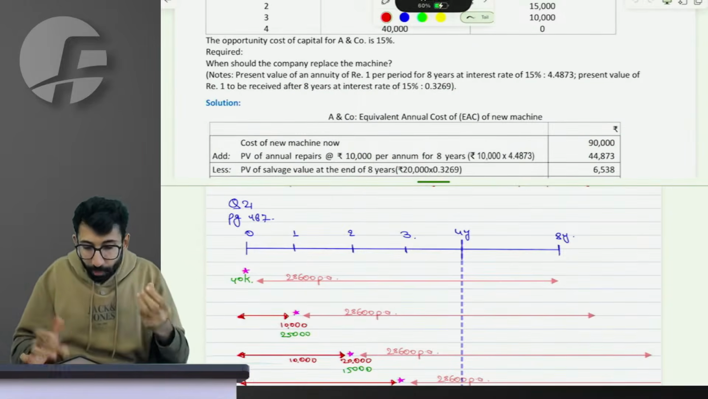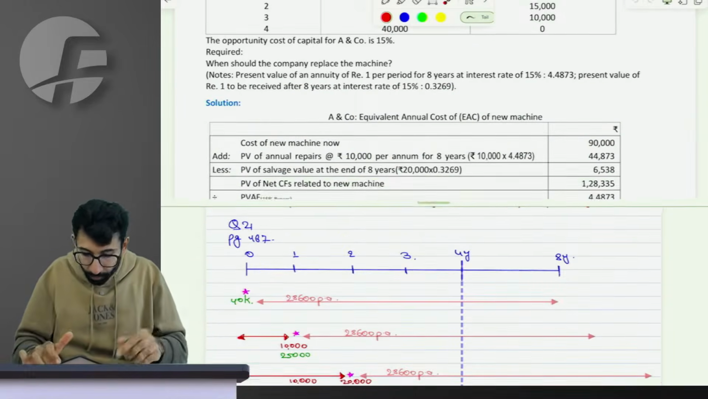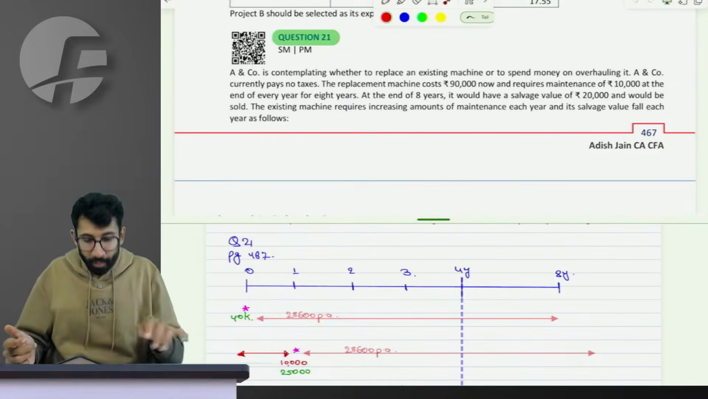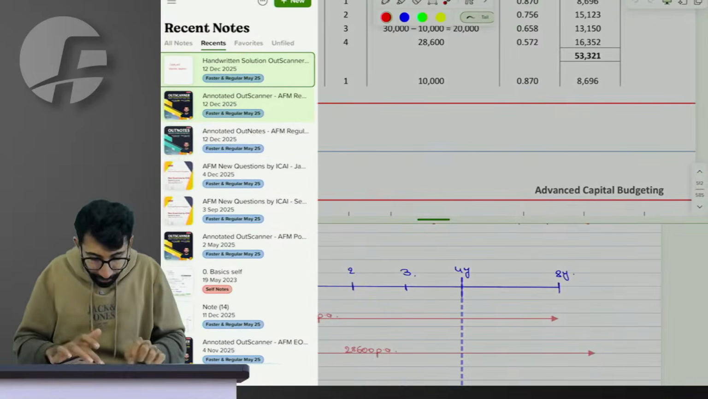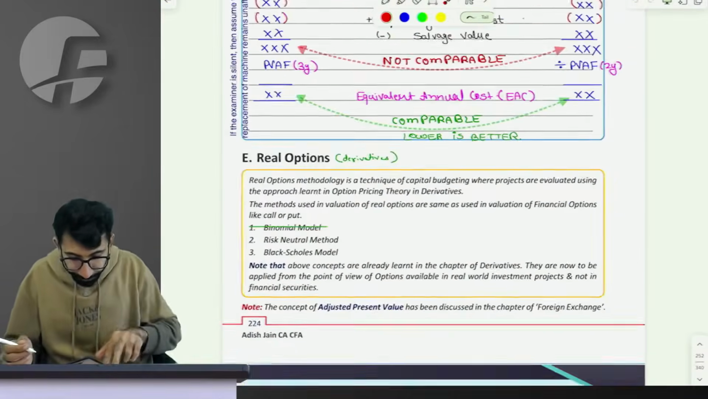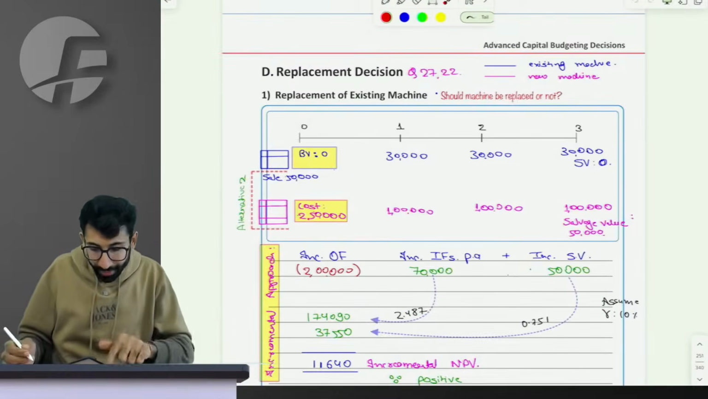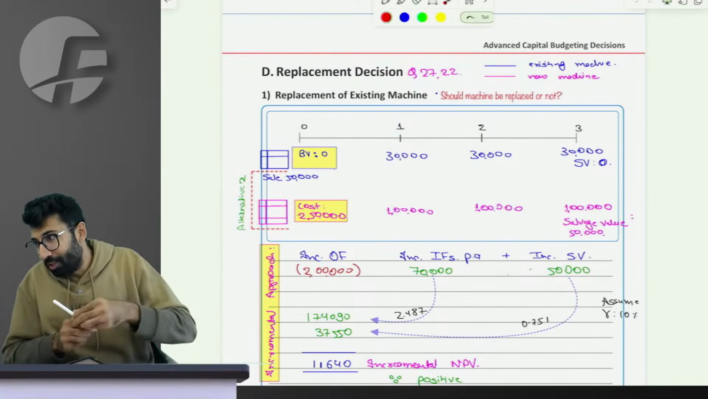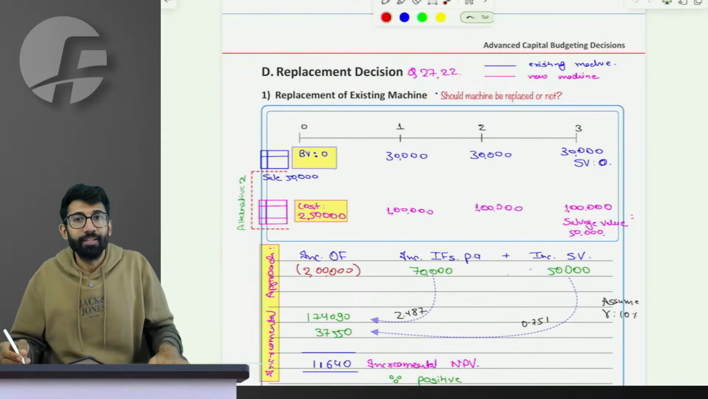Was I to an extent successful in explaining question 21? Was it even worth it? Question 21, please tell me. Come on, all the live people, please tell me.